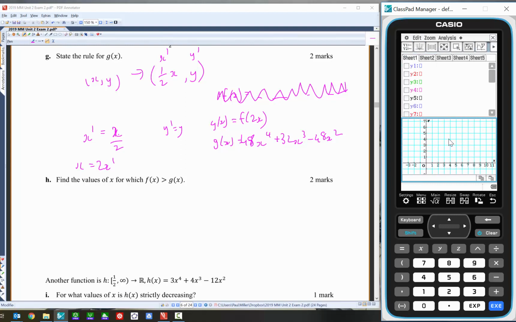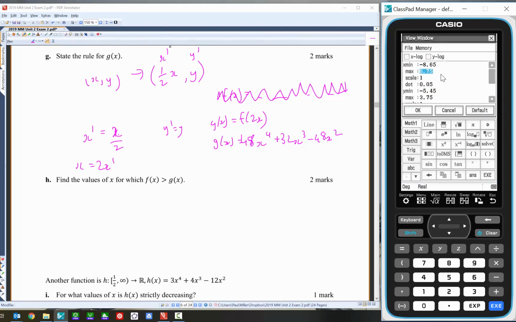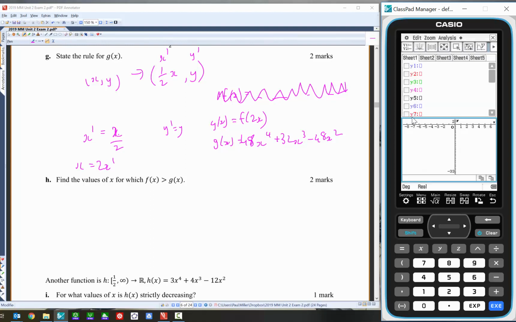Okay, all right. So I know that my original function goes down to negative 32 from the early parts of this question. So I'm just going to drop it down. So my y min is negative, let's go 35 for argument's sake. Okay, all right, let's just see if f of x comes up. All right, there it is there.